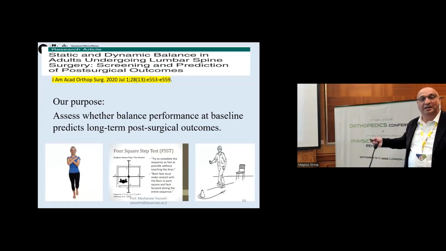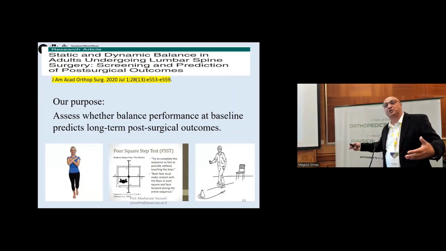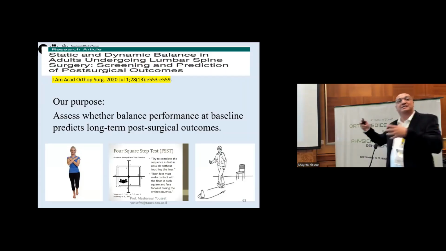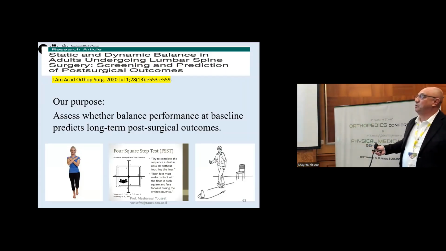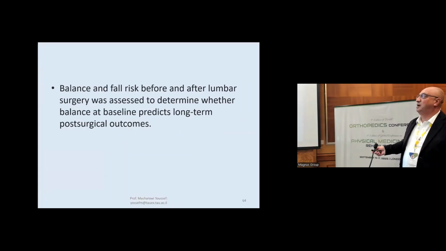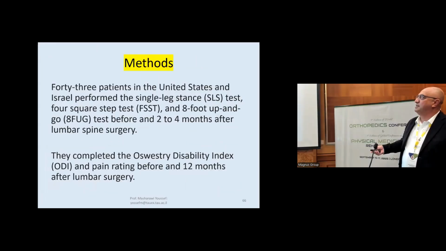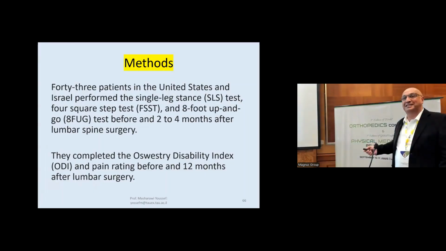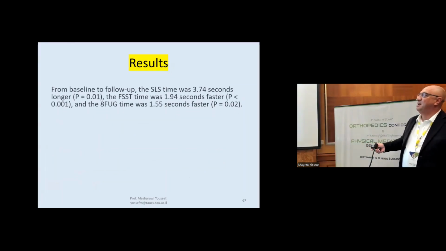We did this part. We compared to the American population with 30 patients with NYU, and we did the same research, but on the balance aspect, and we managed to publish it on whether balance performance at baseline predicts long-term surgical outcome. Balance and fall risk before and after lumbar surgery were assessed to determine whether balance at baseline predicts long-term post-surgical outcome. The methods, 40 patients here, 43, and so on. We did the same measurements, but we did the balance test specifically to answer this very important question, and we'll go to the results from baseline to follow-up.